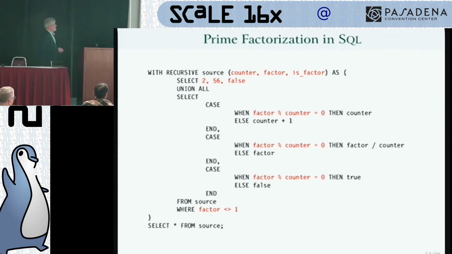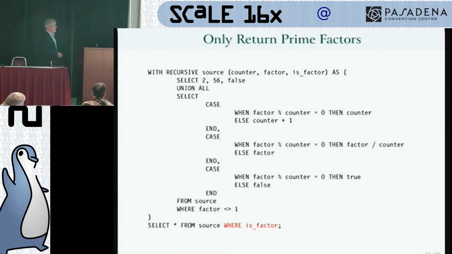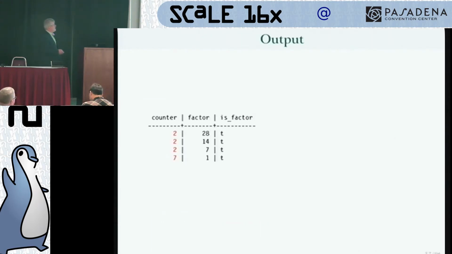Here's the prime factors of 56, and I basically run through, and I go from 1 to, this is my counter, this is my remainder, and this is whether it's a factor or not. And again, I do it until the factor is 1, and for 56, I go down, and all of these that are true are factors. So 2, 2, 2, and 7 are the prime factors of 56. In fact, if I change my output and say, only show me the rows that are prime factors, this comes up a little better now, 2, 2, 2, and 7, all my prime factors right here. Kind of cool. Yes, sir?